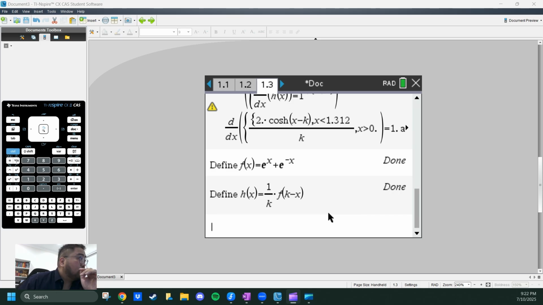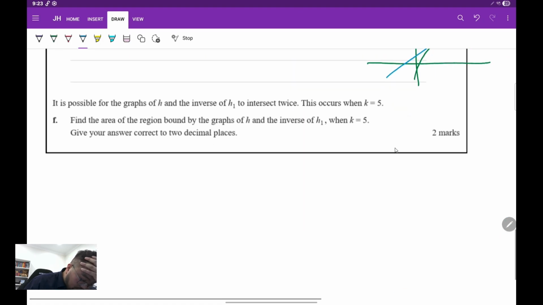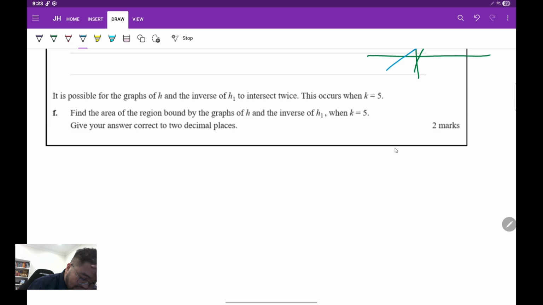And finally, the last question. The last question talks about it being possible for the graphs of h and the inverse of h to intersect twice. This occurs when k equals 5. Find the area of the region when k equals 5. Now, we need to essentially find where the intersection occurs. So we want to find out when h of x is equal to h inverse of x.